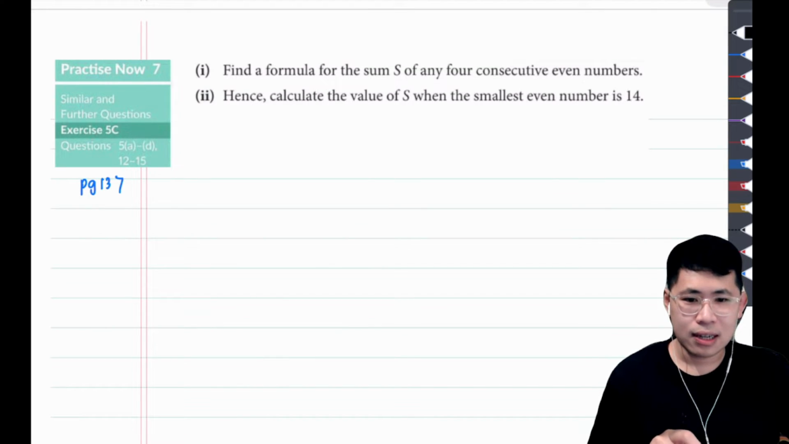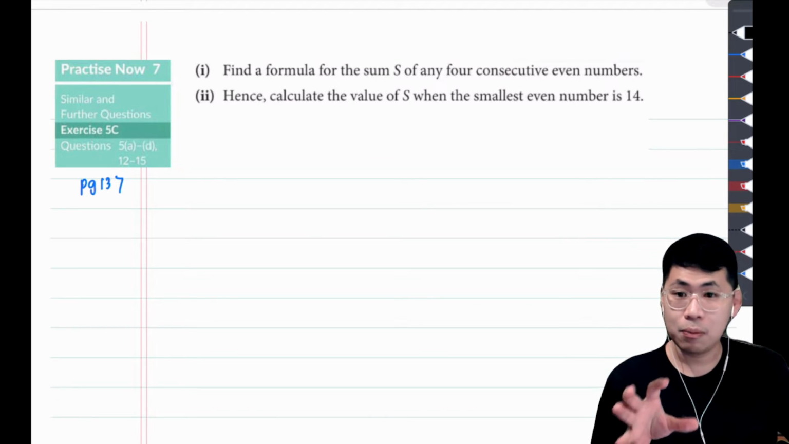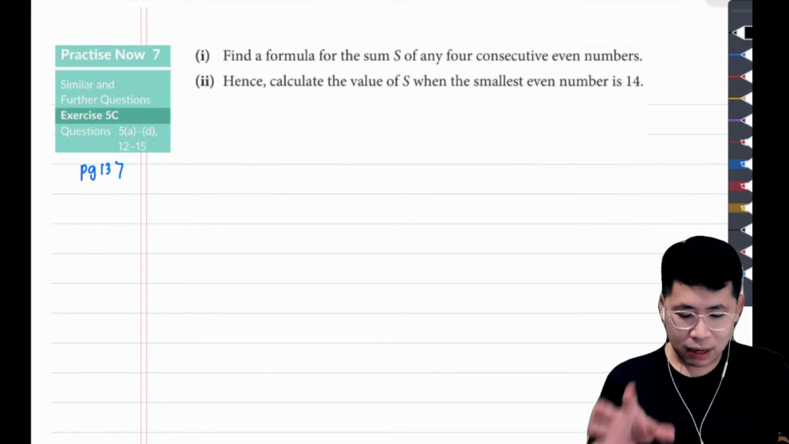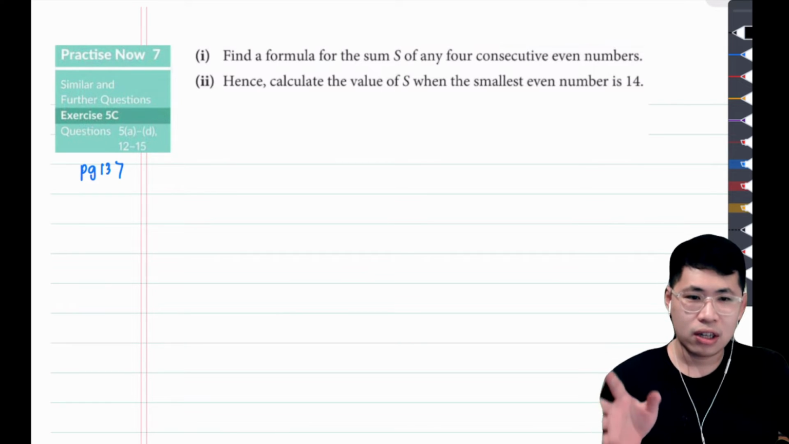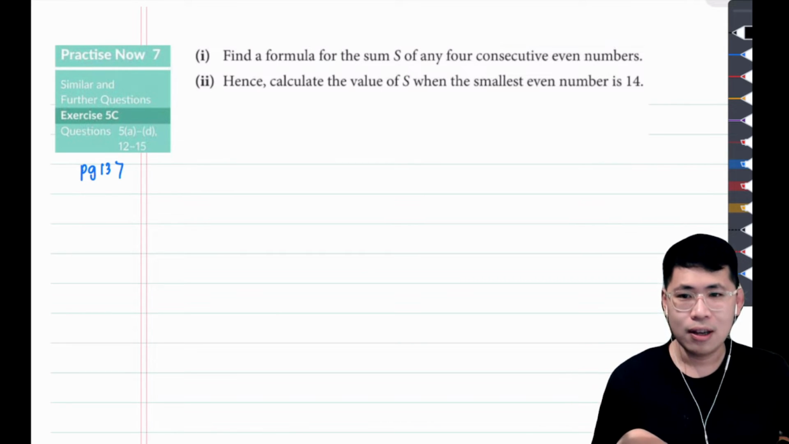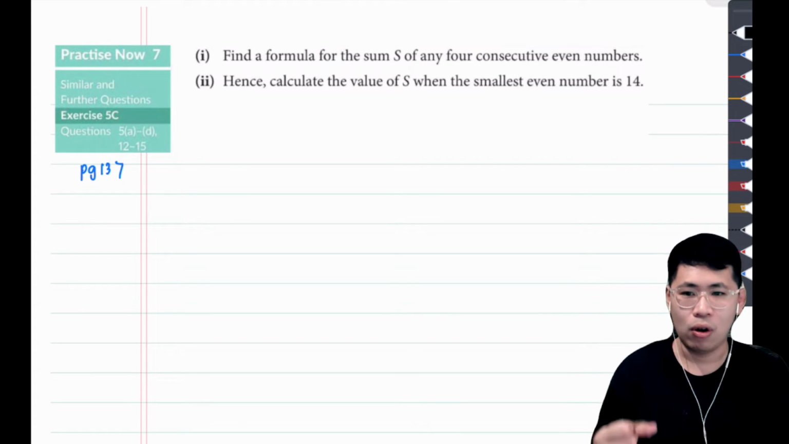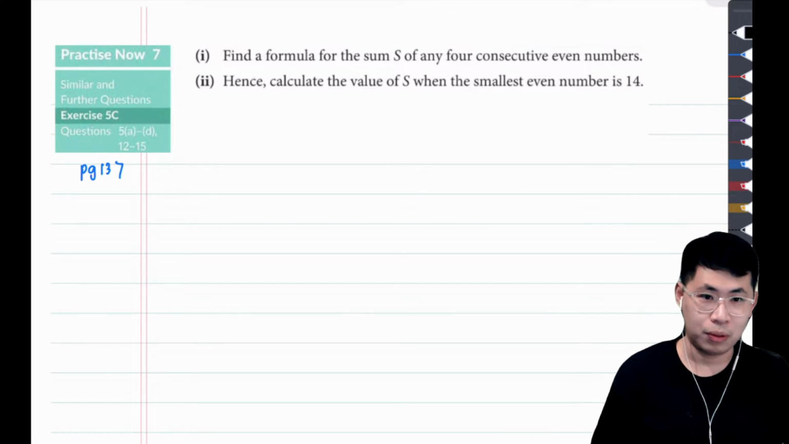Okay, so with this, let us move on to the next question. Practice now 7 in the next page, page 137. As a reminder, please write this down in your notebook, yeah? Over here, we need to find a formula for the sum of any 4 consecutive even numbers. This one requires us the skill to form our own formula.